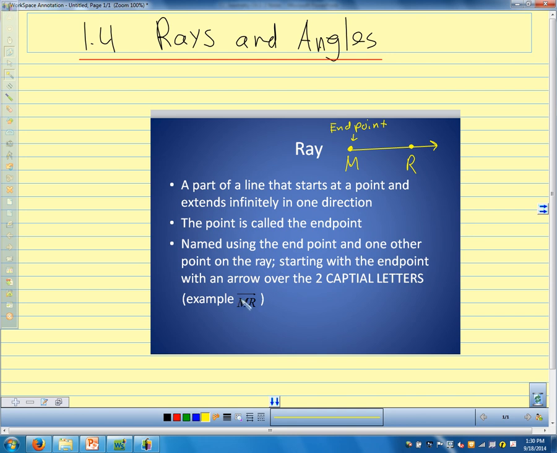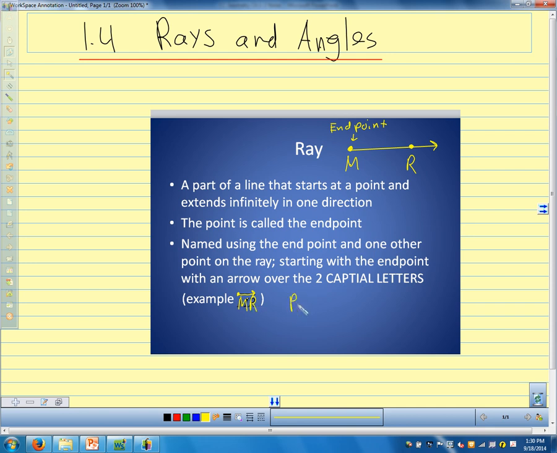And so we're going to name this ray MR. We put a one-sided arrow over our capital letters, the end point and the one other point on the ray. And we want our letters to go in the same direction as the actual ray. So if it helps you remember, draw your end point by point M, so it reminds you to line up the end point with point M.